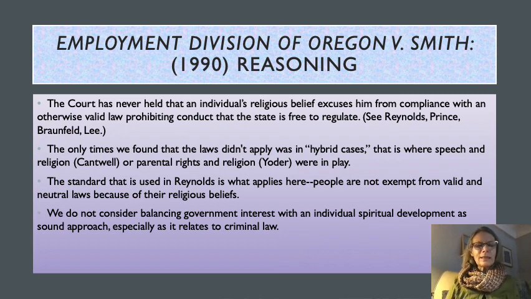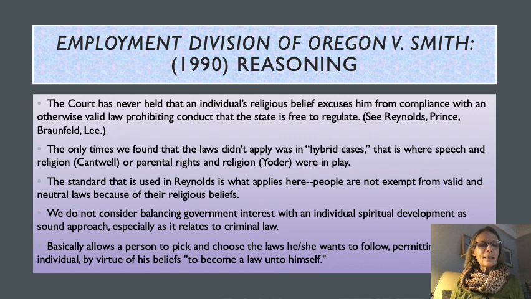And so that's where he sees this case as different from Sherbert, because Sherbert was really about unemployment benefits only. And it's very likely that had Scalia been on the court at that time, he wouldn't have ruled in favor of Sherbert. But in this case, this is about somebody who gets fired because of criminal conduct, taking peyote. And he says that basically it allows a person to pick and choose the laws they want to follow, permitting the individual, by virtue of his beliefs, to become a law unto himself, which results in anarchy, right? And so that is Smith in a nutshell.